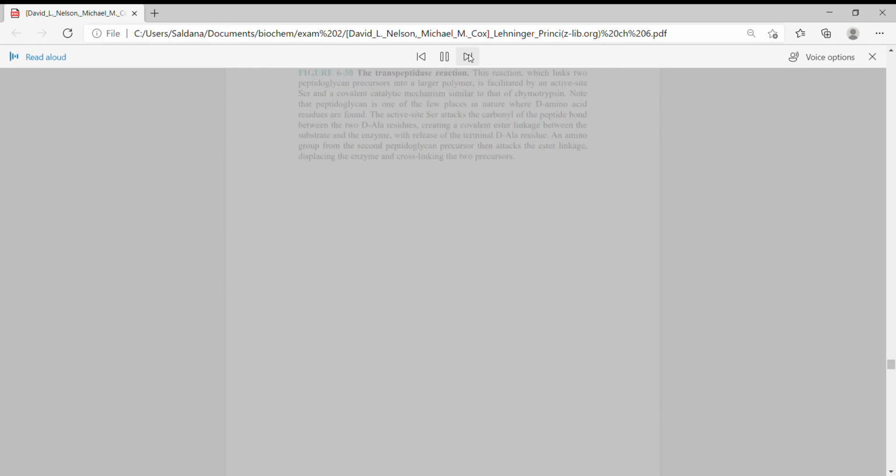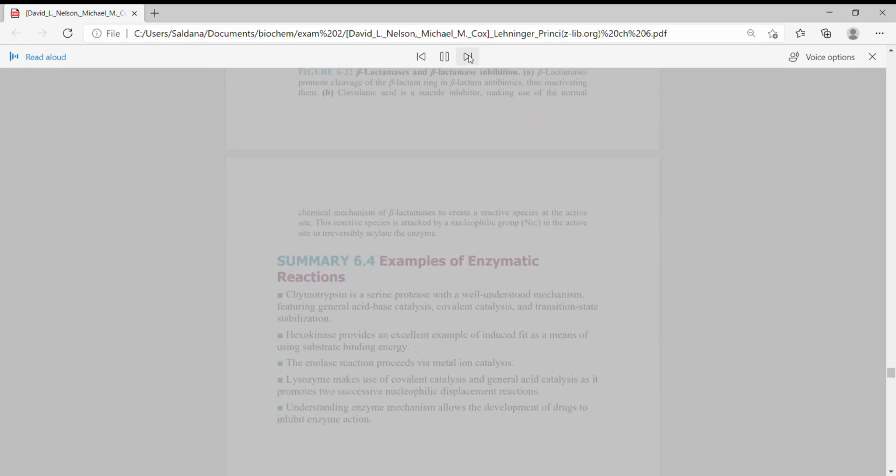Figure 6-30, the transpeptidase reaction. Figure 6-31, chemical mechanism of beta-lactam.